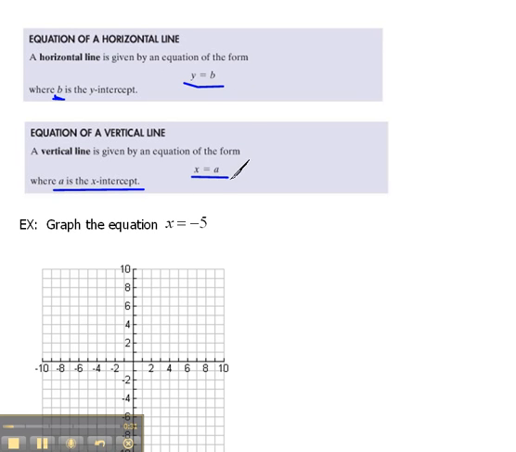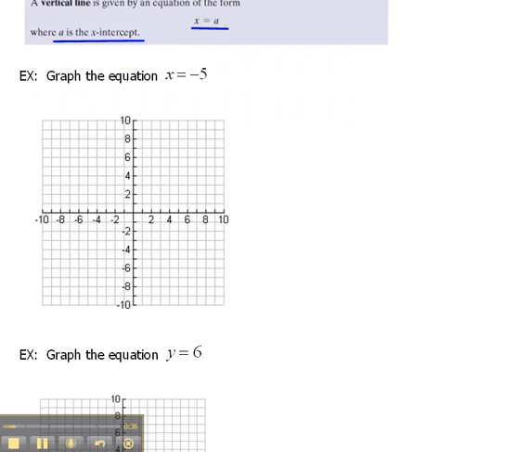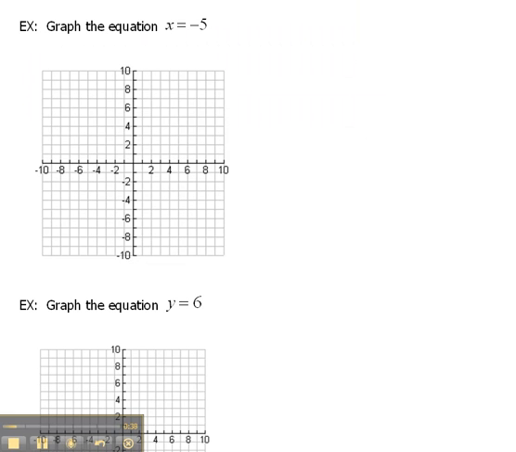Now, these are the formal definitions for this, but let's see if we can figure out what's really going on. So, first of all, we have an equation that says, graph the equation x equals -5. Remember from our definition, it said that all vertical lines come in the form of x equals a, where a is the x-intercept. Well, let's see why. Let's say that I were going to draw out an x and y chart here, and plot points.